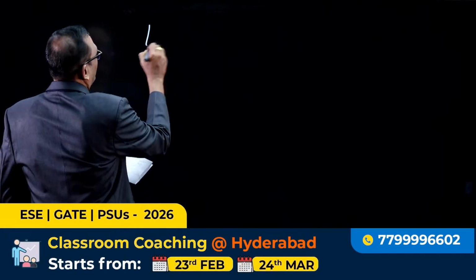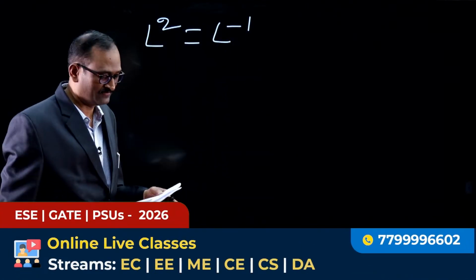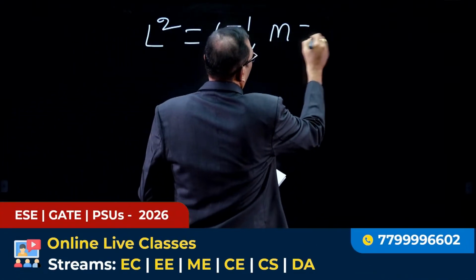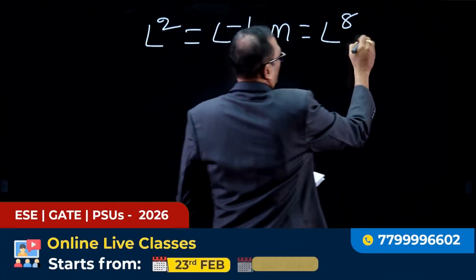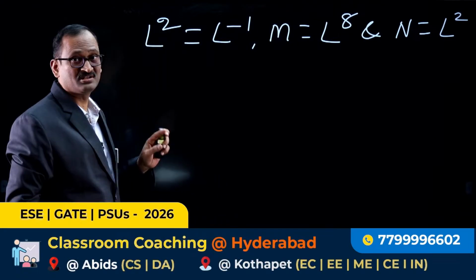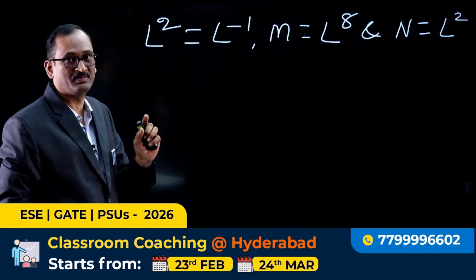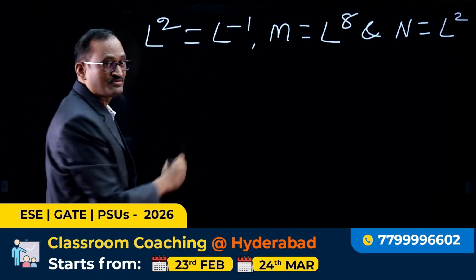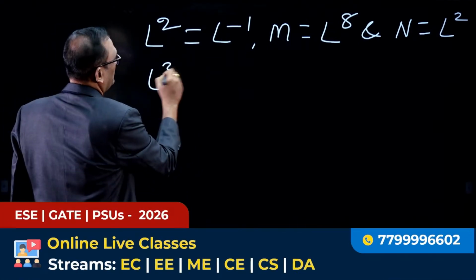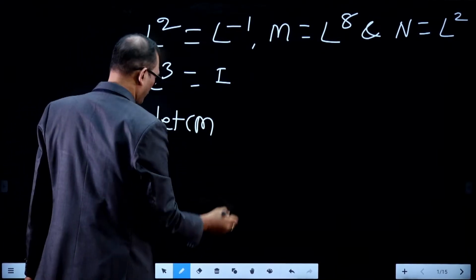Question number 1: if L and M are two non-singular matrices of the same order such that L square equals L inverse, M equals L to the power of 8, and N equals L square, we were asked to find the determinant of M minus N. First of all, if L square equals L inverse, then L cube should be L into L inverse, which is I.